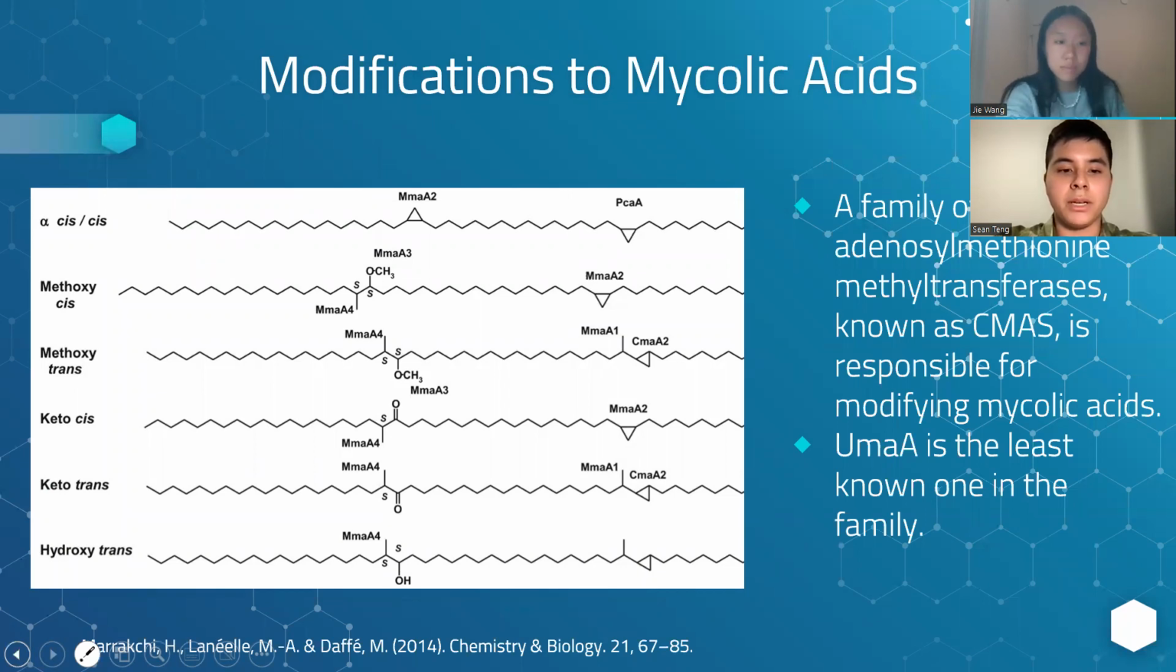Modifications can vary depending on the enzyme. For example, you can have the addition of cyclopropyls, methyl branches, hydroxyl groups, and methoxy groups. As shown in the image, all the functions of the CMAS family members are mentioned except for UmaA, and that's because UmaA is the least known of the CMAS enzymes.